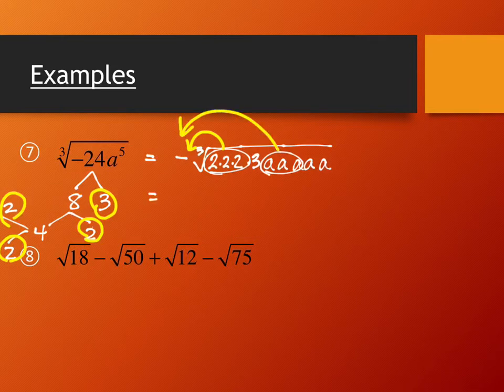So I still have that negative on the outside. I now have a 2 and an A on the outside. But there are still pieces underneath the radical, which is a cube root, that I have to write in. I have a 3 and I have 2 A's, so I have A squared. And there aren't any more pieces that I can actually bring out on that one.